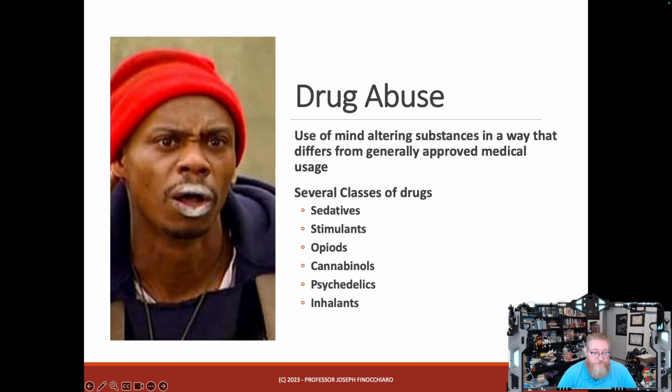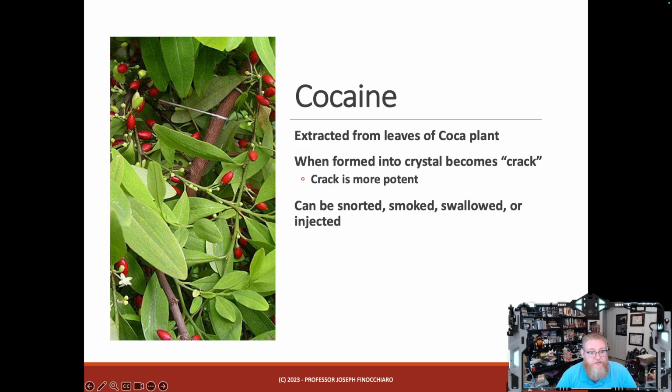Drug abuse is the use of mind-altering substances in a way that differs from generally approved medical usage. And there are several classes of drugs: sedatives, stimulants, opioids, cannabinoids, psychedelics, and inhalants. First up, we have cocaine. Extracted from leaves of the coca plant, when formed into crystal, it becomes crack, and crack is more potent. Can be snorted, smoked, swallowed, or injected.